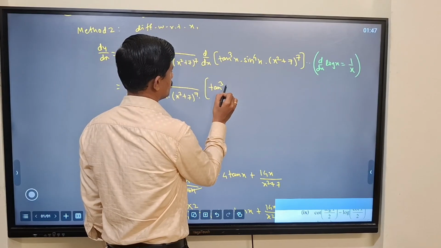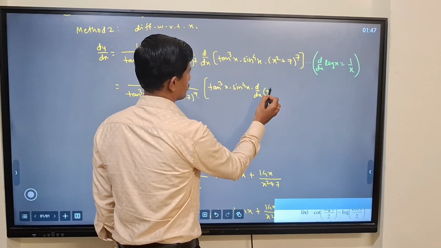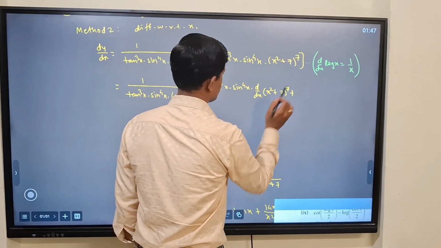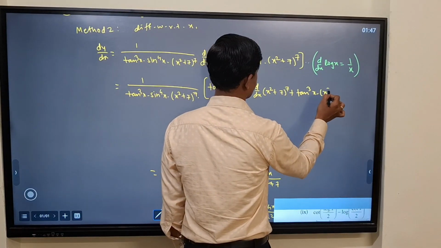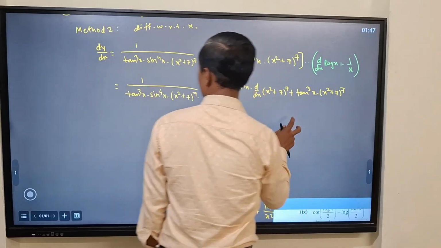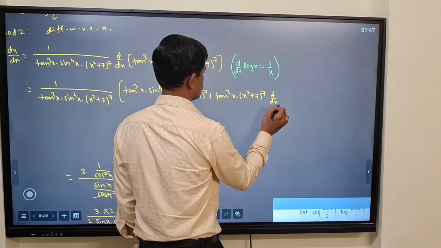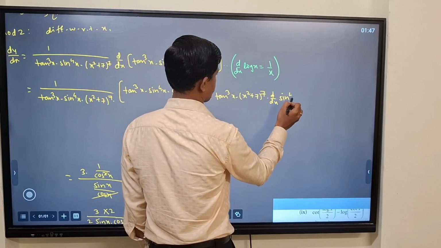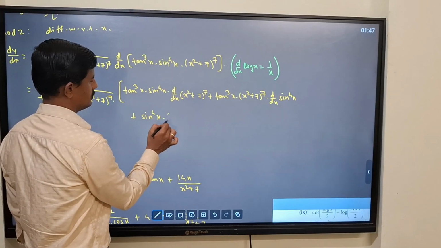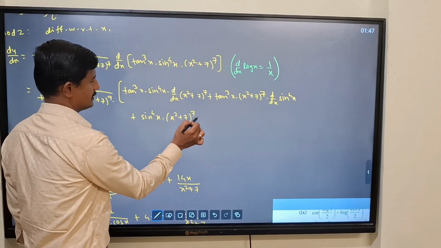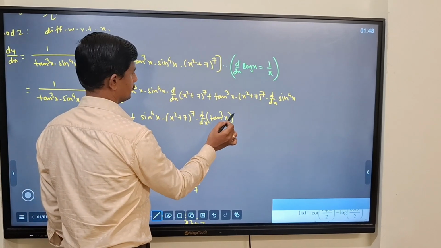Initially we will keep tan cube x into sine raised to 4x as a constant, d dx of x square plus 7 raised to 7, plus, now tan cube x into x square plus 7 raised to 7, I will keep it as it is, into d dx of sine raised to 4x, okay, plus, now sine raised to 4x as it is into x square plus 7 raised to 7 as it is, d dx of tan cube x, okay.